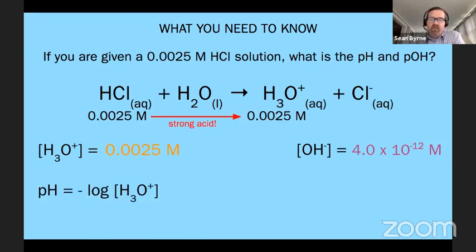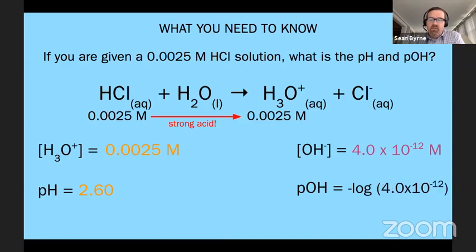Next, we can get to the meat of the problem and answer the question as it's given to us, where we say the pH is equal to the negative log of the hydronium ion concentration. So pH is equal to the negative log of 0.0025, and that is 2.60. Similarly, our pOH is equal to the negative log of OH, which is the same as negative log of 4.0 times 10 to the minus 12th, and our solution there is 11.4.